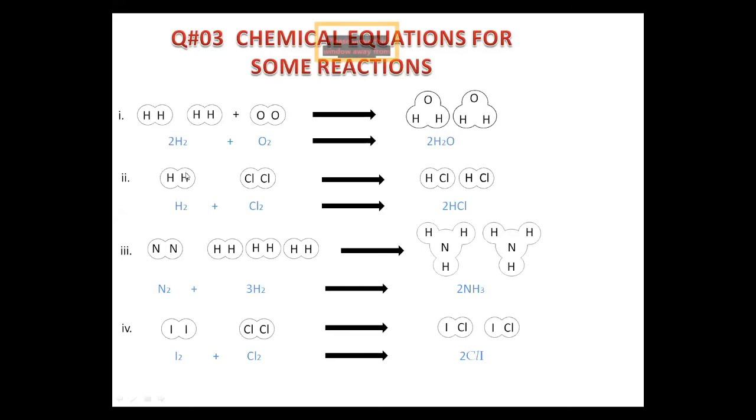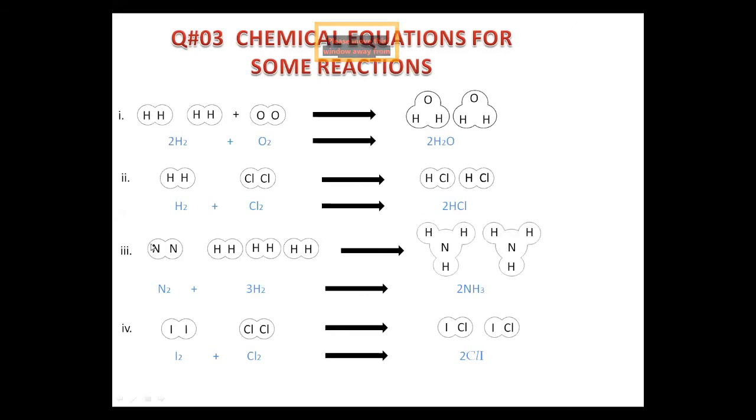In the second example, one molecule of hydrogen reacts with one molecule of chlorine gas. The product is two molecules of hydrochloric acid, HCl, 2HCl. This is the equation: H2 plus Cl2 gives 2HCl.